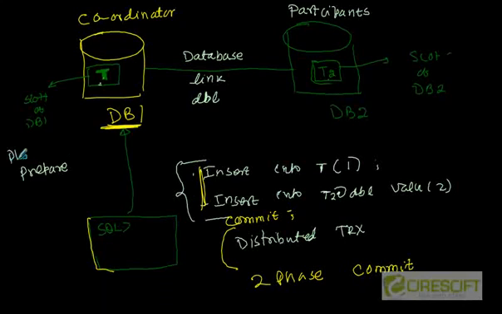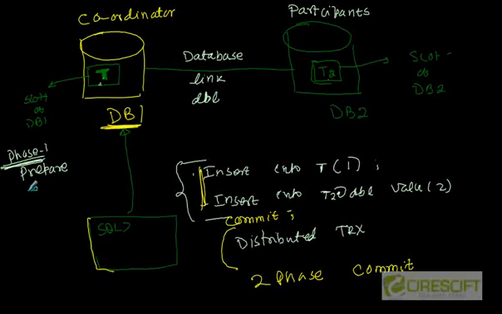So phase 1 is the preparation phase, where the coordinator asks all the participants if they are ready to commit. If any one of them says no, I cannot commit, then we roll back the complete transaction. So phase 1 is the question being asked, which is called voting. Voting is done, and then are we ready to commit or not? If one of the participants says it is not ready, then the complete transaction is aborted.